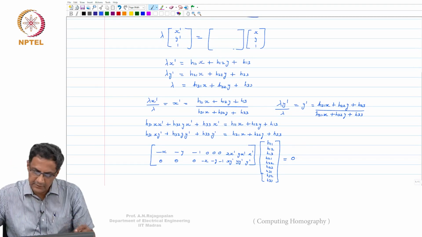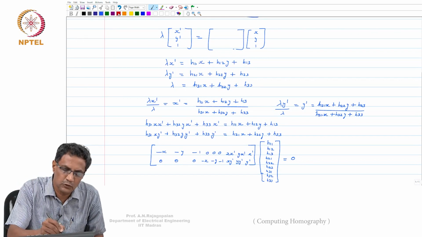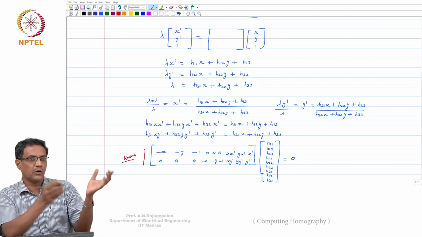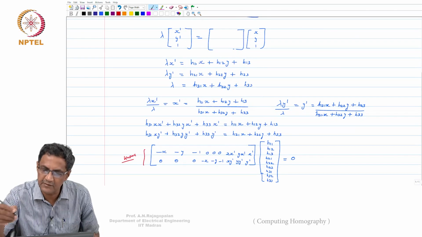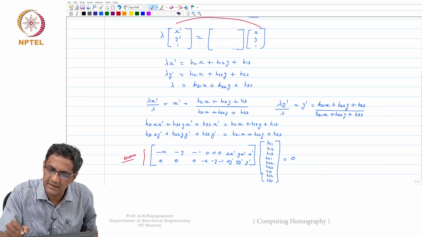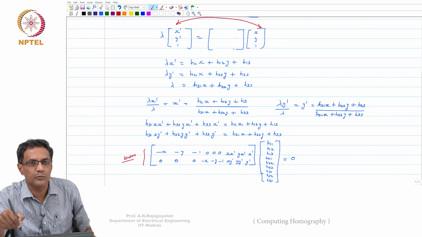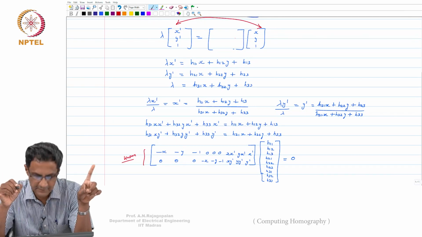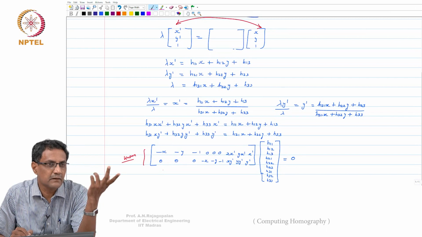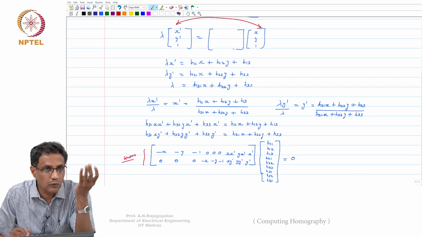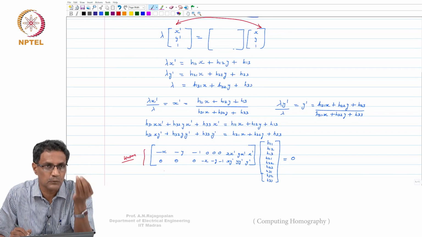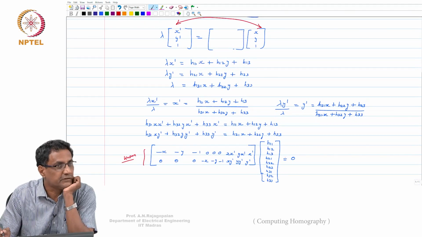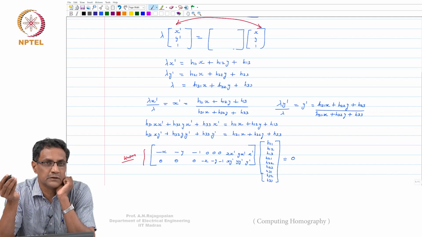Now all these entries are known quantities. When will they be known? When somebody gives me a correspondence between x' and x, saying that if you apply H on this (x, y, 1), it will take you to (x', y', 1). So with just one point correspondence, I have two equations. Since I have 8 unknowns, I will need 4 point correspondences. Somebody has to give me at least 4 point correspondences so that I can solve for H, because H has 8 unknowns, and it is known up to a scale factor.